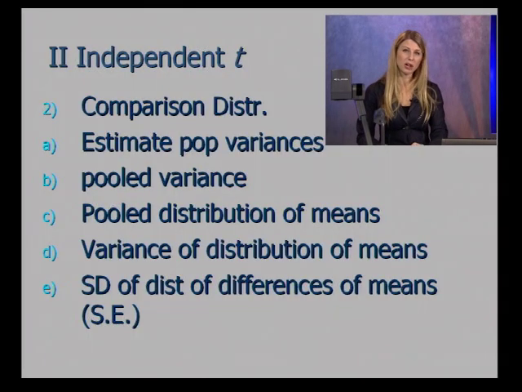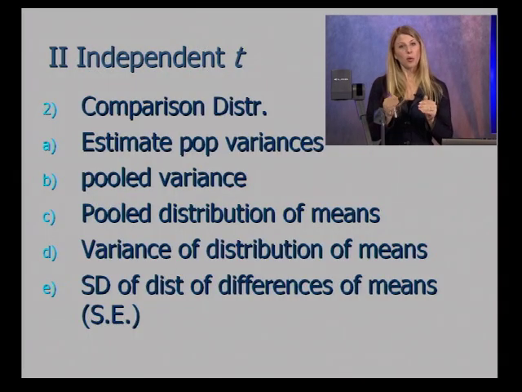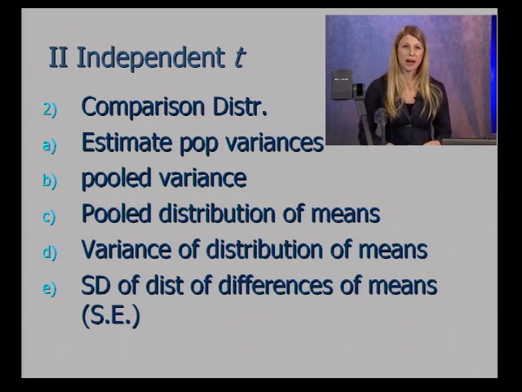The top part of t is going to be pretty easy to calculate. You just take the two sample means and subtract one from the other to get the top part of t, the numerator in your t statistic. But the denominator, standard error, takes quite a few steps. So after you've figured out what your null and alternative hypotheses are, what your two populations that you're comparing are, then you're going to want to calculate your comparison distribution.